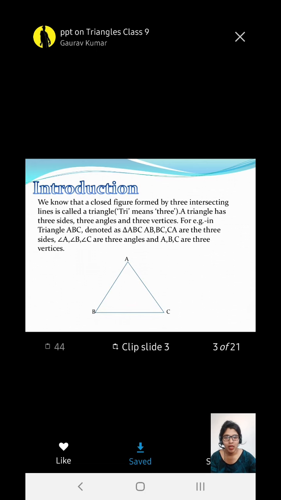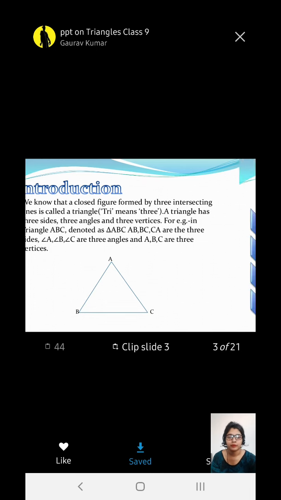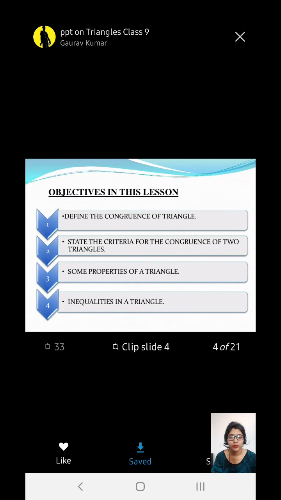As we all know, a triangle is a closed figure which has three sides and three angles. Then, what are the objectives that we will be learning in the lesson?